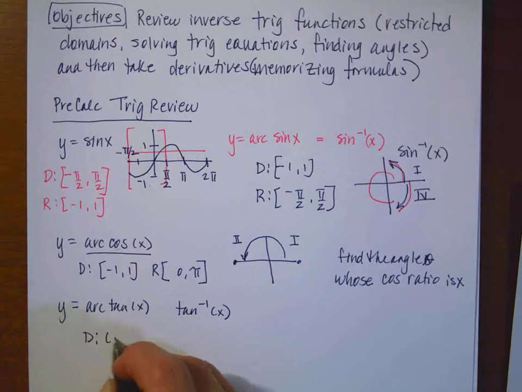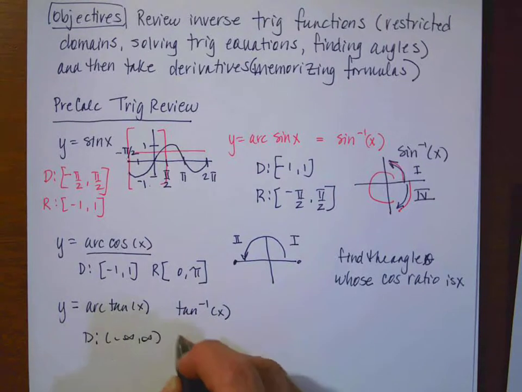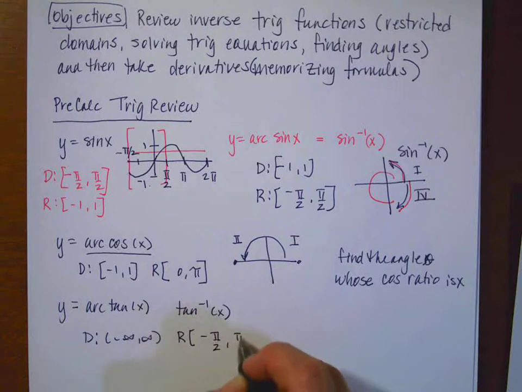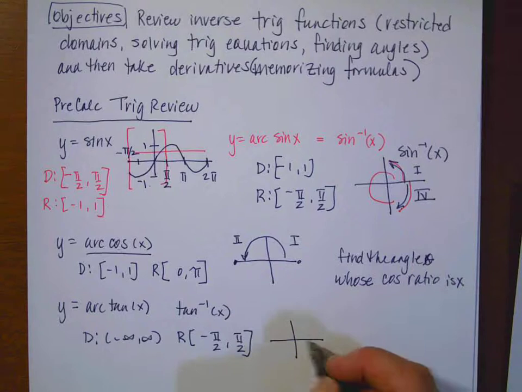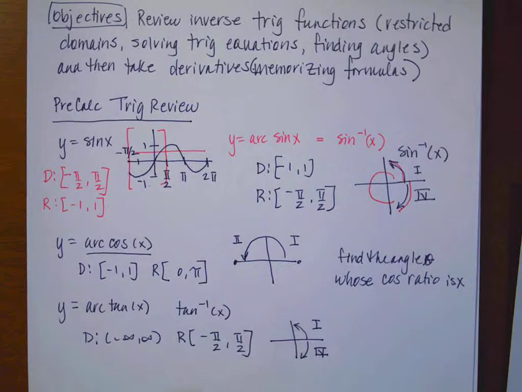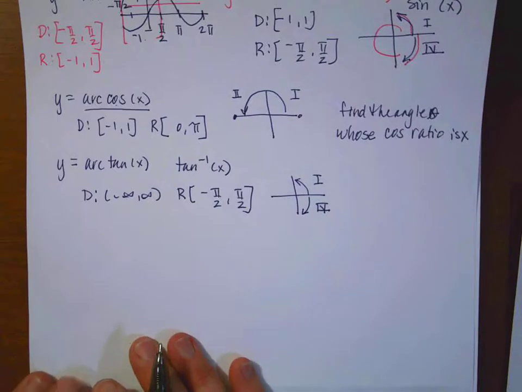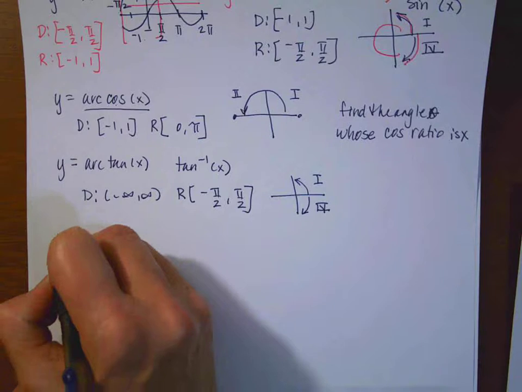Then the domain for tangent is going to be all real numbers, and the range is going to be negative pi over 2 to pi over 2. And again, if I'm thinking about my unit circle, that means that inverse tangent is limited to the first and fourth quadrants. And then we're going to go in and do our other 6 trig functions because they are all based off of the first 3.